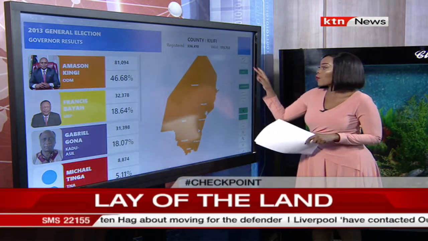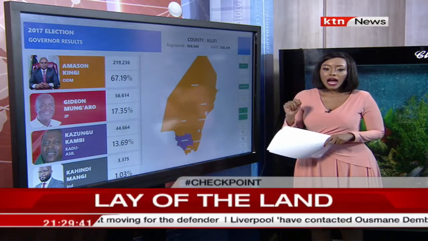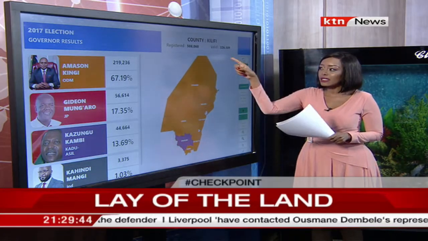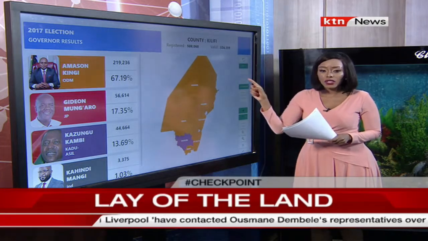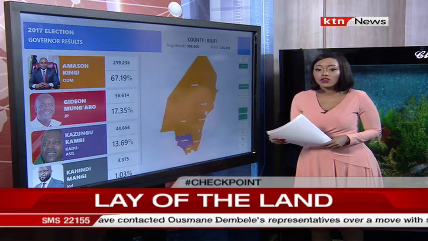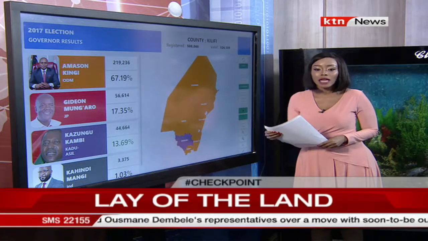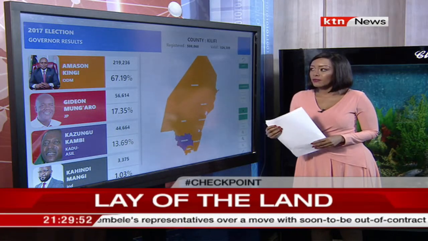You can see that in 2013, that's how he performed. In 2017, that's how he fared. So right now, the last election was 508,000 registered voters. This number has increased slightly by about 80,000 new voters in the IEBC roll.